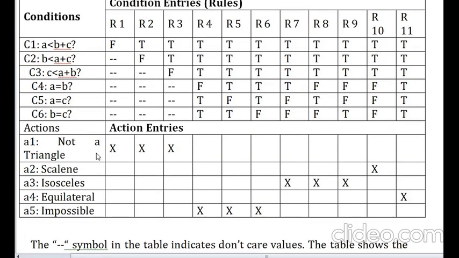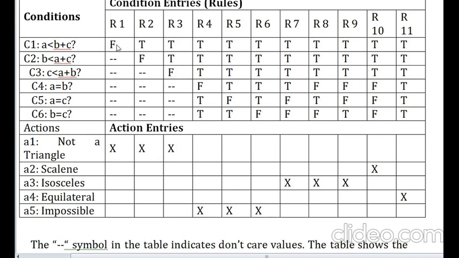So here, according to our algorithm and the program source code, it is clear that if the conditions a less than b plus c, b less than a plus c, c less than a plus b hold, then definitely we can print some type of triangle. Otherwise, if any of the conditions c1, c2, c3 fails or is false, definitely we can decide that it is not a triangle.